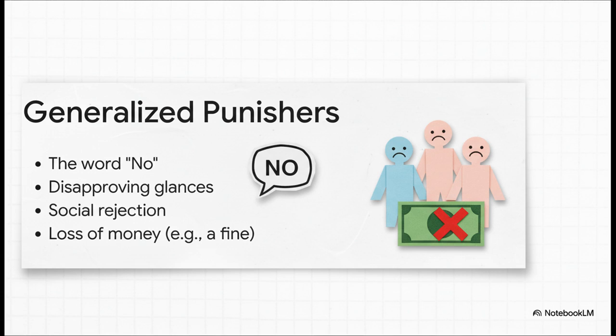Think about it. A child has heard the word no right before a toy was taken away, before being put in timeout, before hearing a stern voice, you name it. The same goes for things like a disapproving look or getting a fine. They're powerful because they signal a whole menu of potential negative outcomes.